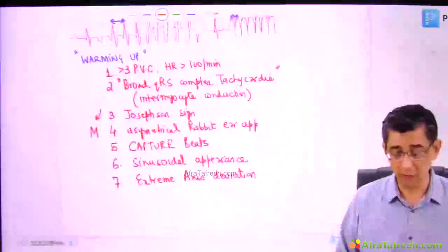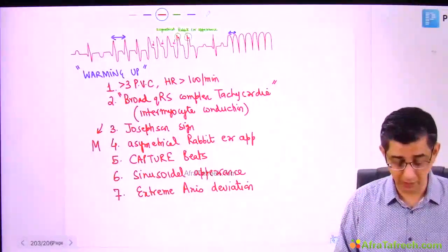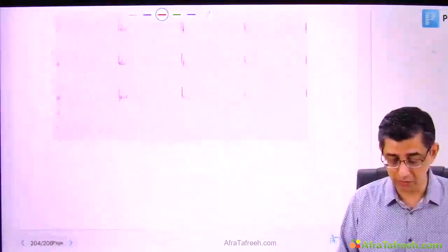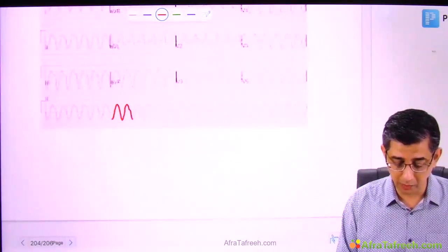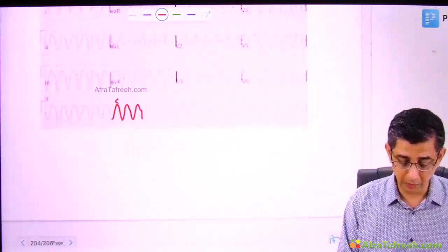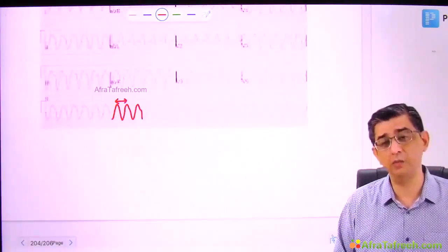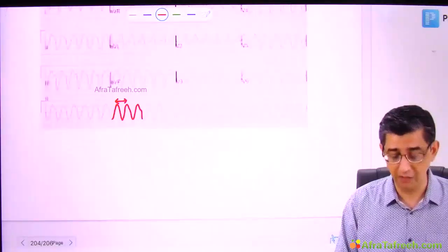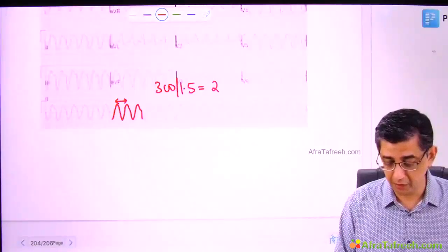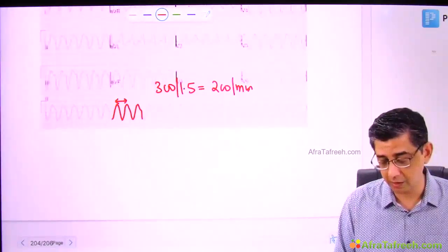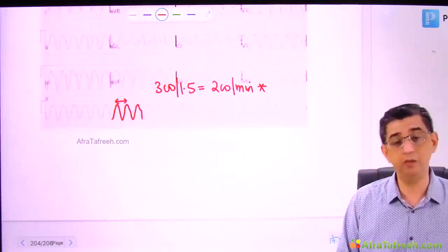Now let us look at what we can do for management of this particular person, and I can just show you this ECG tracing once again. Really a broad QRS complex coming up in this case. If you look at the RR interval, it's hardly 1.5 or even lesser than 1.5. So the heart rate of this person is dramatically fast. Ventricular rate is about 200 per minute.